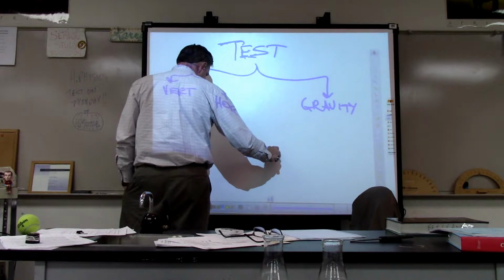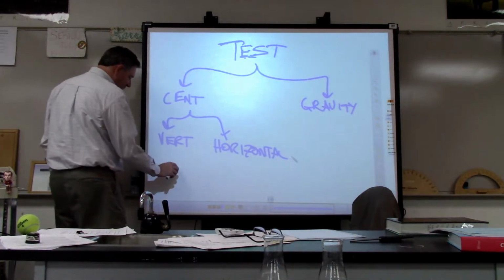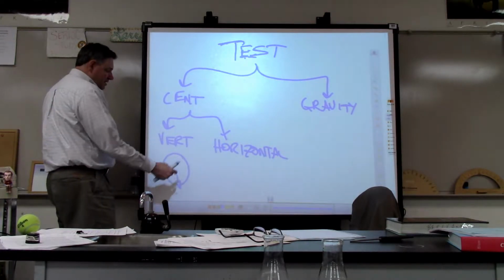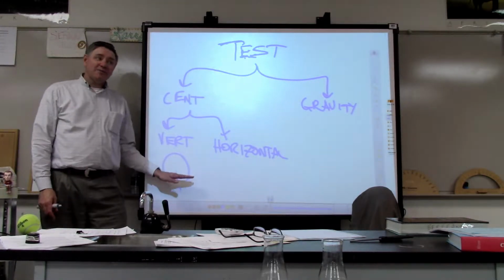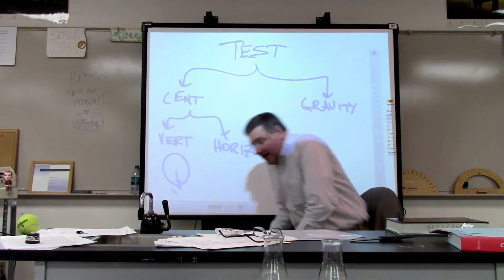Okay? I barely remember that. This is why we're reviewing. So the vertical is when you're swinging it around in a circle like this. There's two things you have to worry about: what happens at the top and what happens at the bottom.